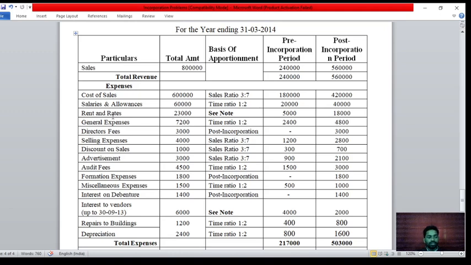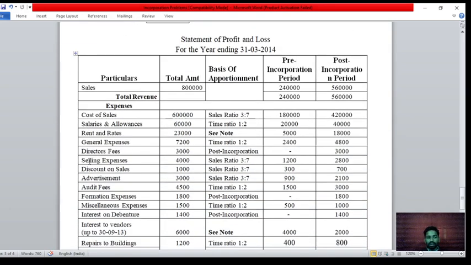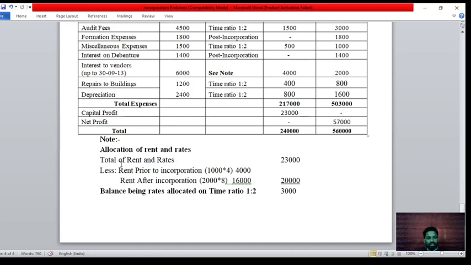For rent and rates, there is a working note. Rent was paid at rupees 1,000 per month up to 1st August 2013, and thereafter it was increased to rupees 2,000 per month. So up to the prior period it is rupees 1,000 per month, and after incorporation it is 2,000 per month. The total rent and rates given in the problem is 23,000. Rent prior to incorporation is 1,000 per month for the prior period of 4 months, so 4 into 1,000 is 4,000. After incorporation there are 8 months, each month rupees 2,000, so 2,000 into 8 is 16,000.